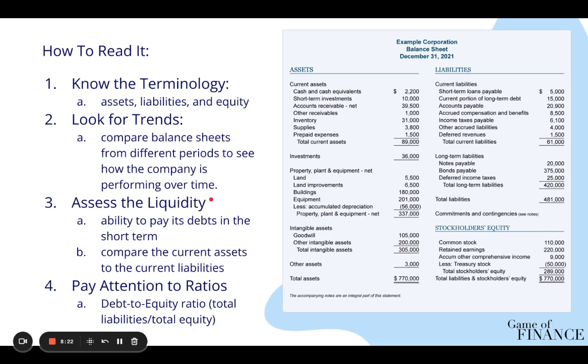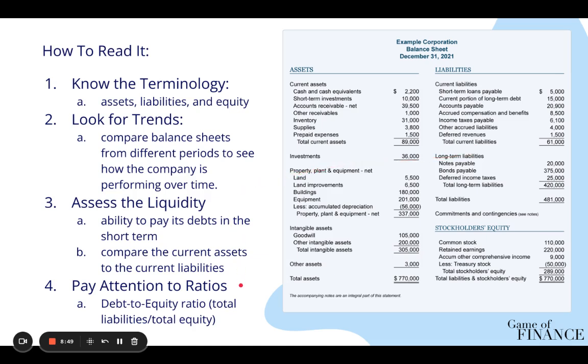Assess the liquidity of the company. Liquidity refers to the company's ability to pay debts in the short term. To assess liquidity, look at the company's current assets, which is right here, and compare them to the company's current liabilities over here. So you would compare these two numbers, total current assets and total current liabilities.